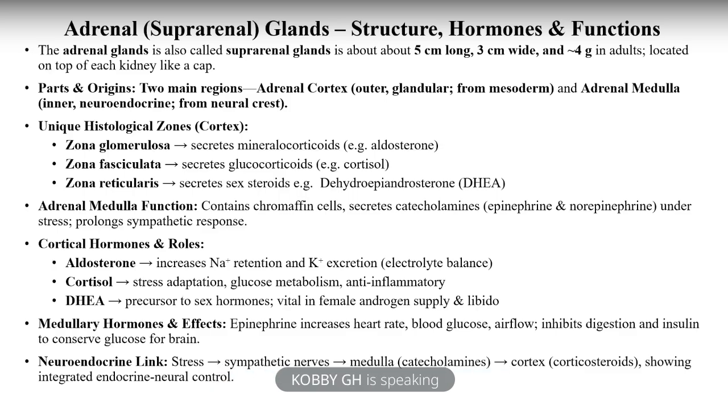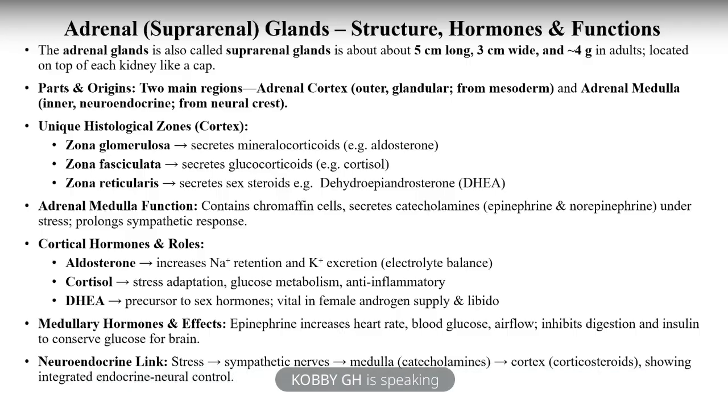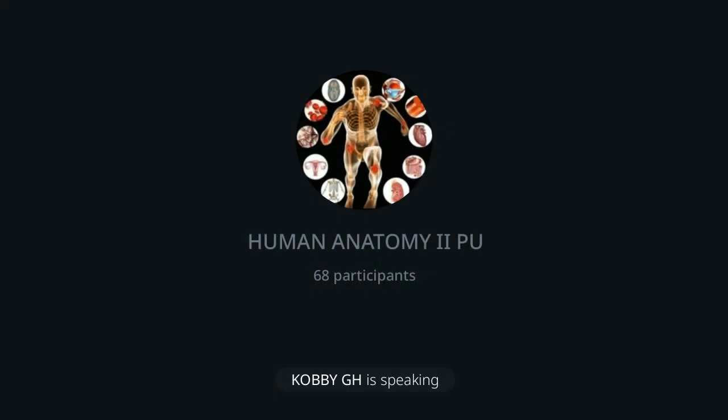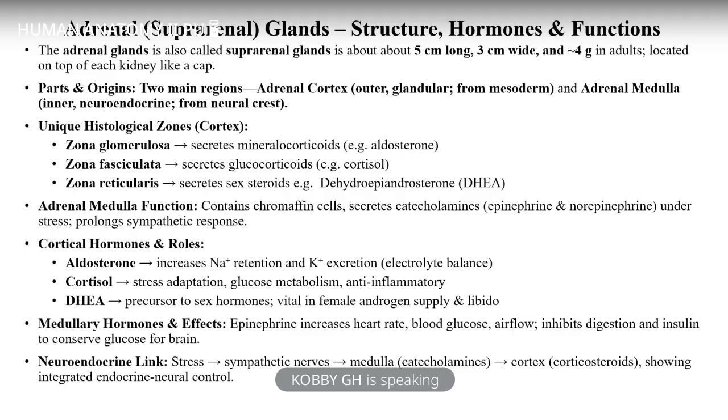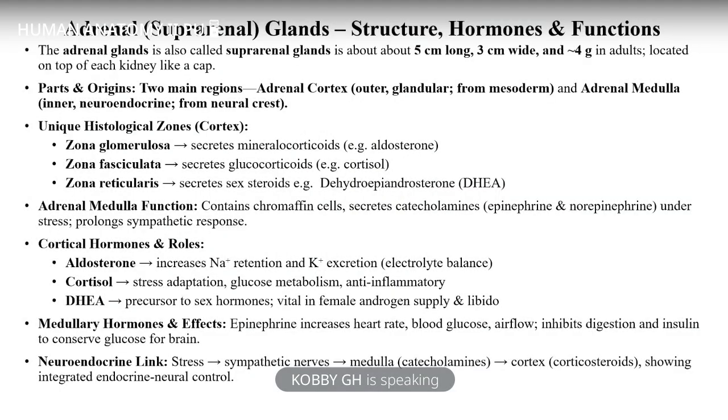Which part of the adrenal gland produces the sex hormones? The adrenal cortex, specifically the zona reticularis. In exams, if we ask you which portion of the adrenal gland produces sex steroids, you are looking out for two answers: the adrenal cortex, and also the zona reticularis. Any of them can appear as an answer.